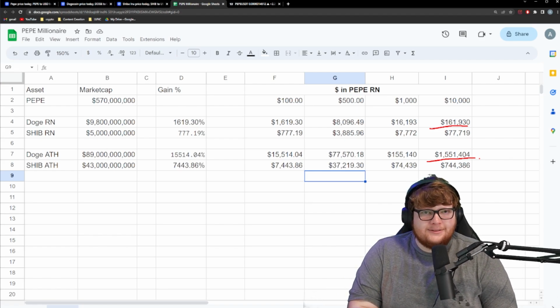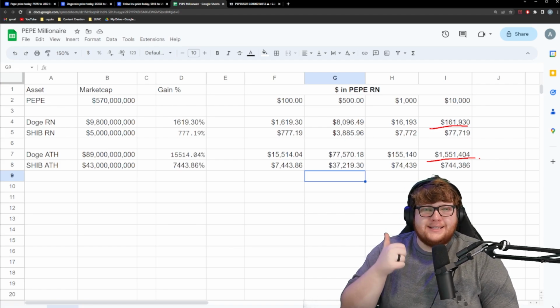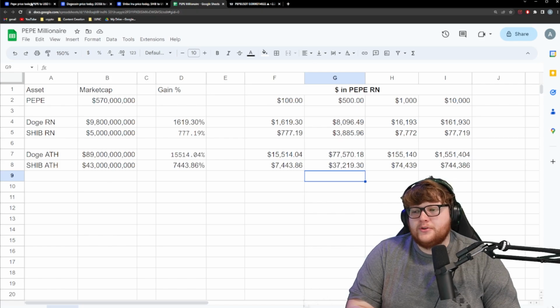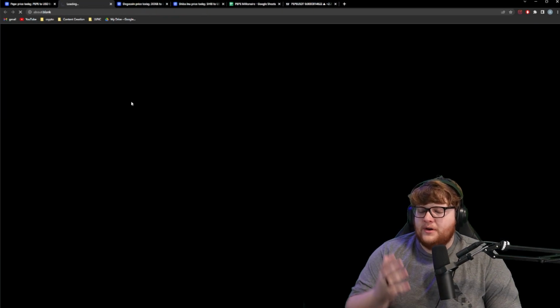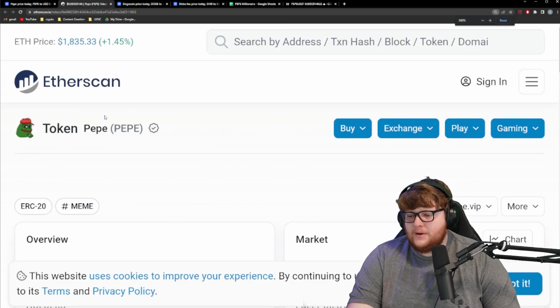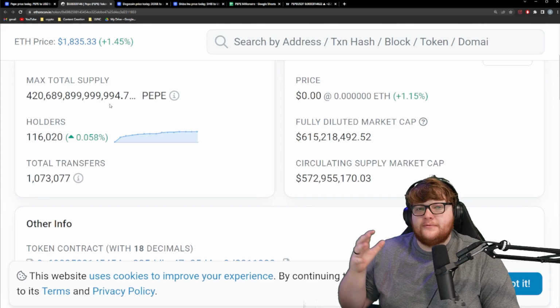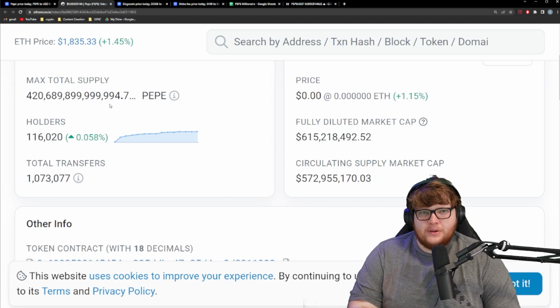Now, if we wanted to hit the Dogecoin all-time highs, there's a couple things that we need to make happen. First of all, we need to get some mainstream attention. We're not going to be able to make that happen with just a couple of holders. You can see right now with Pepe, if we open it up on Etherscan, Pepe has about 116,000 holders. That's not going to get us there. We need millions of holders of Pepe if we want to see that become possible.